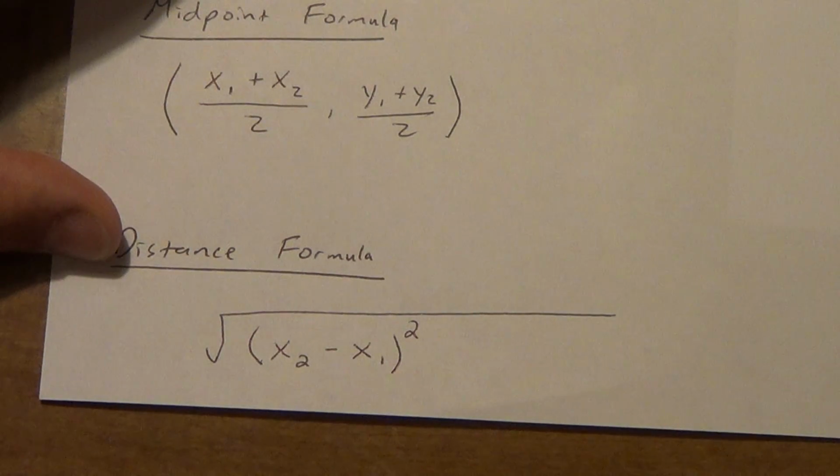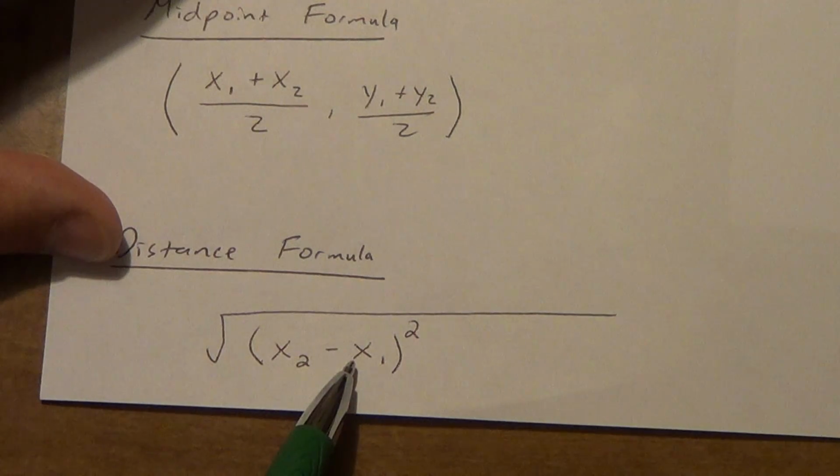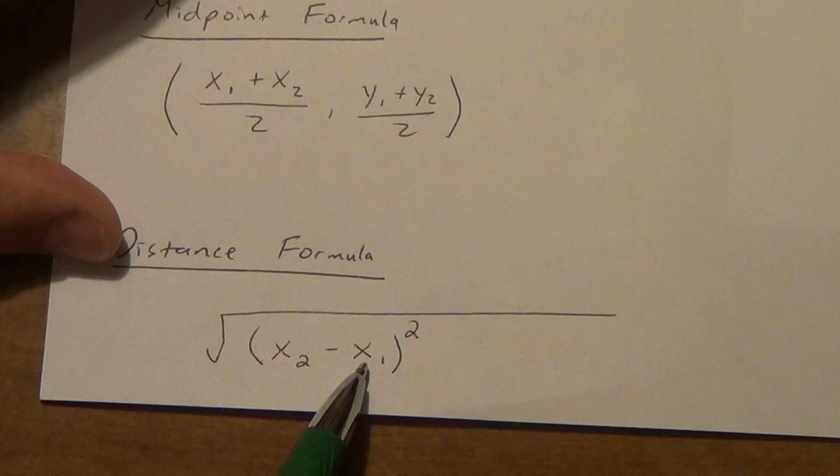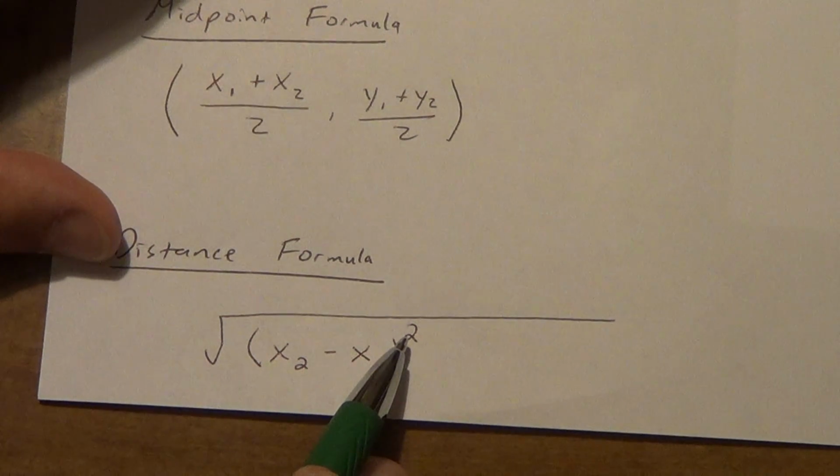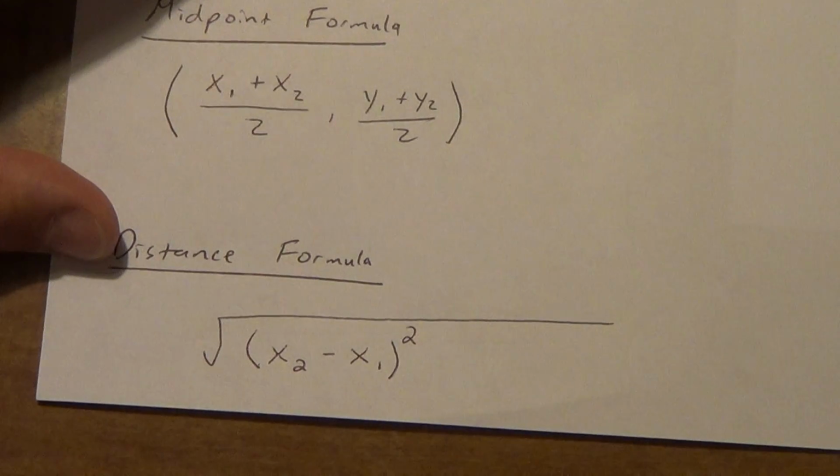Now, some people write this backwards, x1 minus x2 squared. That's fine, because when you subtract, you get the same number, but you might get a different sign. Let's say you did 5 minus 2, you get 3. Instead, you do 2 minus 5 and you get negative 3. Well, when you square it, 3 squared is 9. And negative 3 squared is still 9. So it really isn't going to matter in this distance formula.